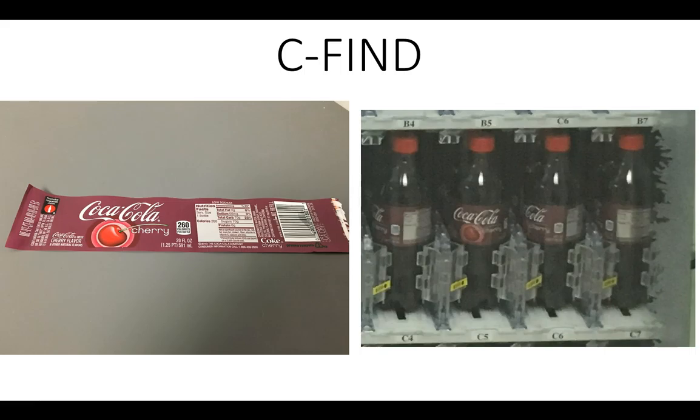Now let's do a C-find. In the DICOM world, this is used to find the location of something. It could be a patient or a study, whatever the information is. So here's my data object. That's the Cherry Coke label. Okay, I'm not moving a study. I'm not moving image pixel data. All I have is a small header file of what I want to find.